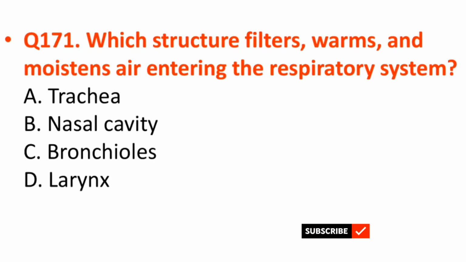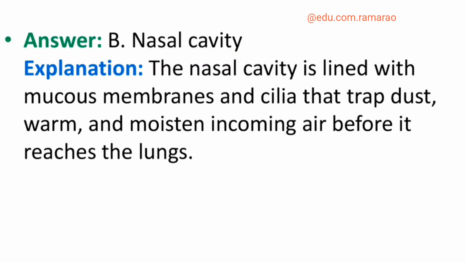Next question. Which structure filters, warms, and moistens air entering the respiratory system? Option A trachea, option B nasal cavity, option C bronchus, option D larynx. The correct answer is option B, nasal cavity. The nasal cavity is lined with mucous membranes and cilia that trap dust, warm, and moisten incoming air before it reaches the lungs.